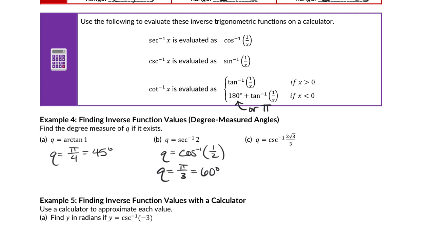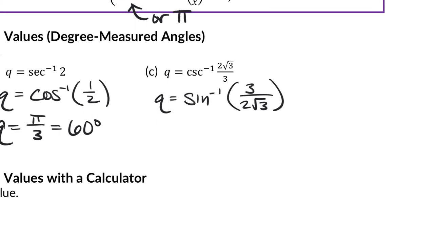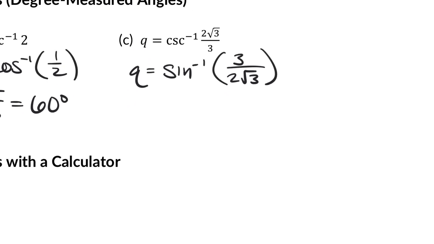So cosecant inverse would be the same as sine inverse of the reciprocal. So I'm just going to flip that number over, and this one's going to take us a little bit of work to get to something we see on the unit circle. Because am I allowed to have square roots in the denominator? No, you're not. So what do I do? Rationalize, which means this becomes inverse sine of 3 square root of 3 over 2 times 3.